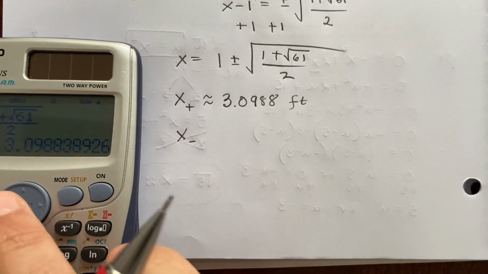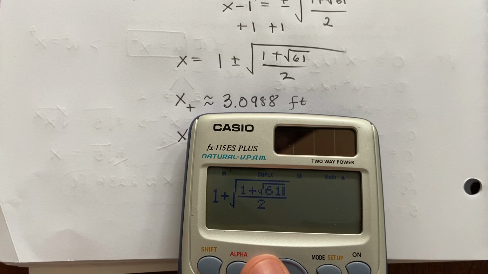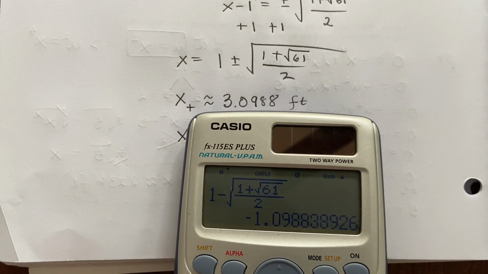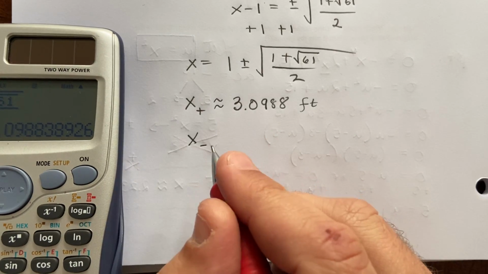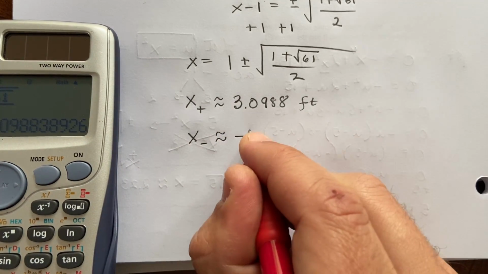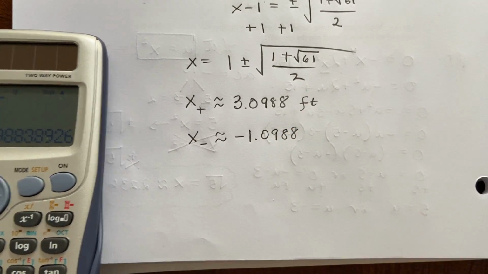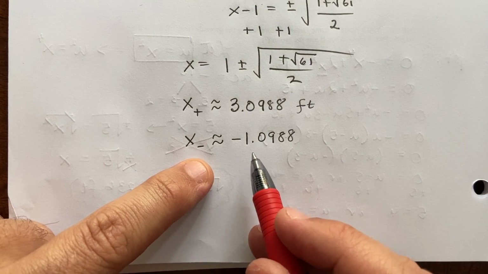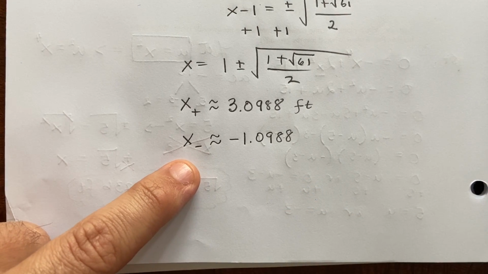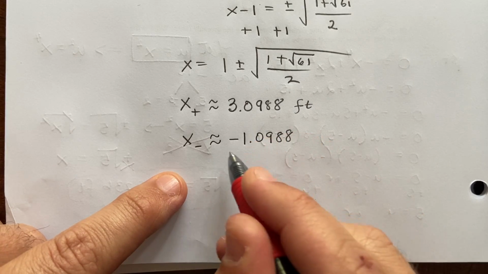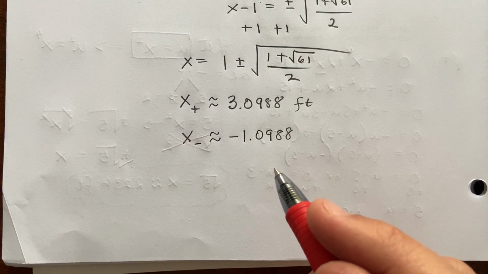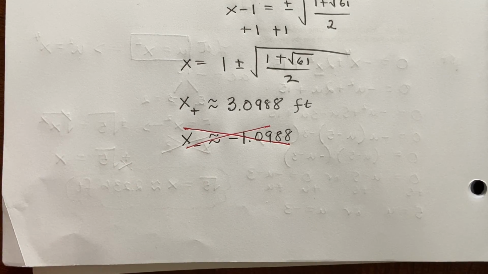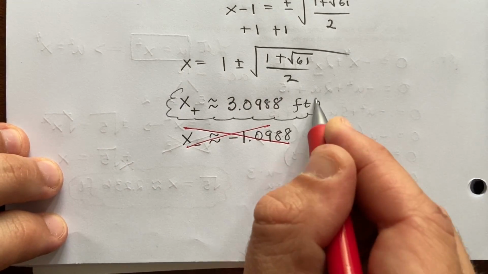X minus, so I'm going to go back and just change that plus to minus, and this gives us a negative number. So I'll write that down here. X minus is about negative 1.0988, and that means that that is a mathematically true solution, but we're not counting negative distances. We're just counting how far this plane went from the house positively. So although this is mathematically true, the math doesn't know that we're doing this problem where we're measuring distance with x. So it's up to us to realize, oh, I'm just going to throw that one out. And this is how far the second plane went.